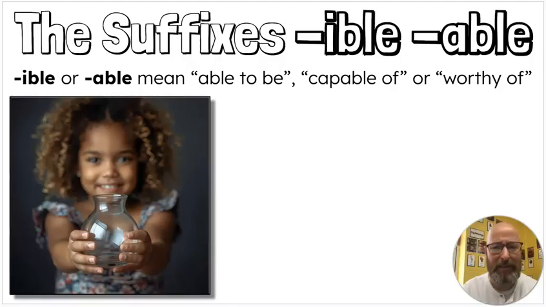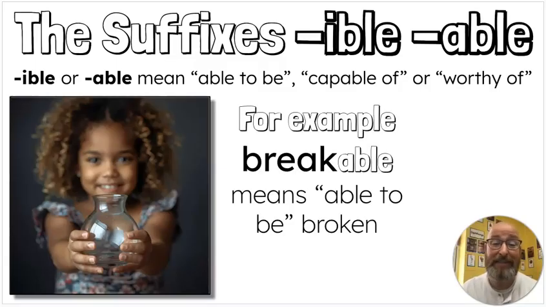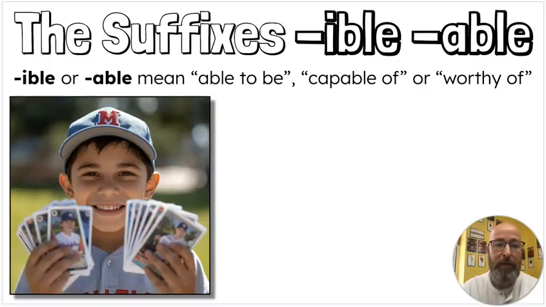We see she's holding something in her hand. How would we describe it? It's breakable. That's right. And so if it's breakable, that means it's able to be broken. A glass vase, of course, let's hope she doesn't drop it because it would break. It is breakable. Let's try another one.